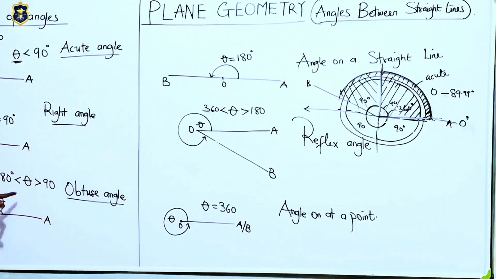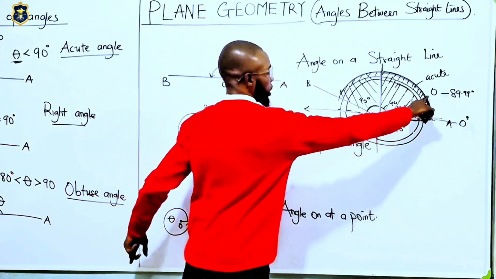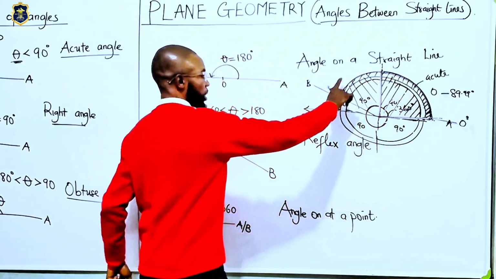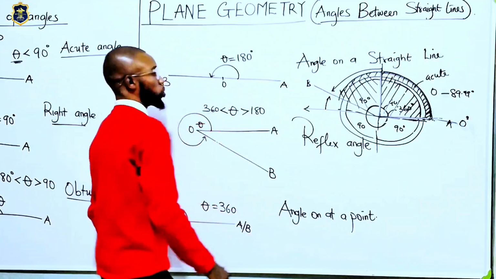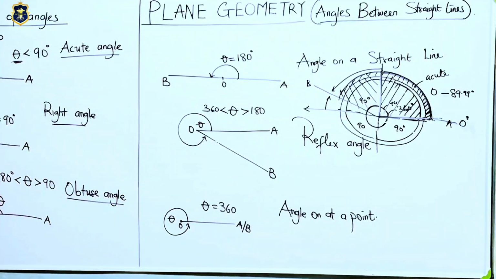So that's what we said. An obtuse angle is greater than 90 degrees, but it is less than 180 degrees. This is our 180 degree plane. It's not complete, it's just less than 180 degrees.